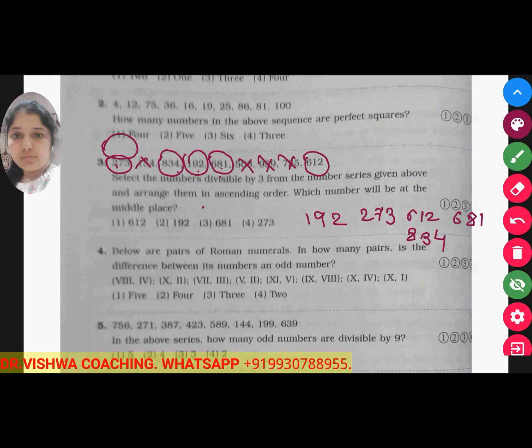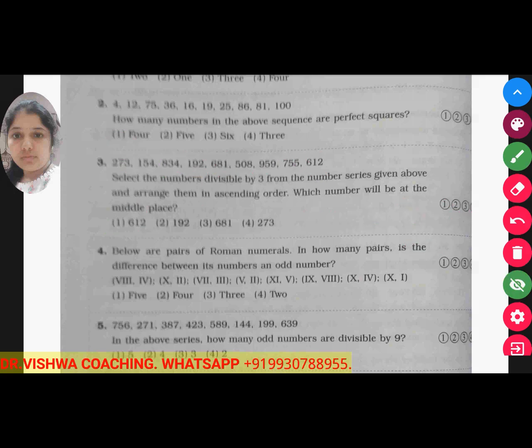So which number will be at the middle place? Two from the left side, two from the right side. So 612 is in the middle. So option number 1 is the correct option. So you must know the divisibility tests of all the numbers. Okay, so 2's divisibility test is 0, 2, 4, 6, 8 at the unit place. 3's divisibility test is to add all the digits, and if the sum is divisible by 3, then the given number is divisible by 3. If the sum is an even number, then it is also divisible by 6.